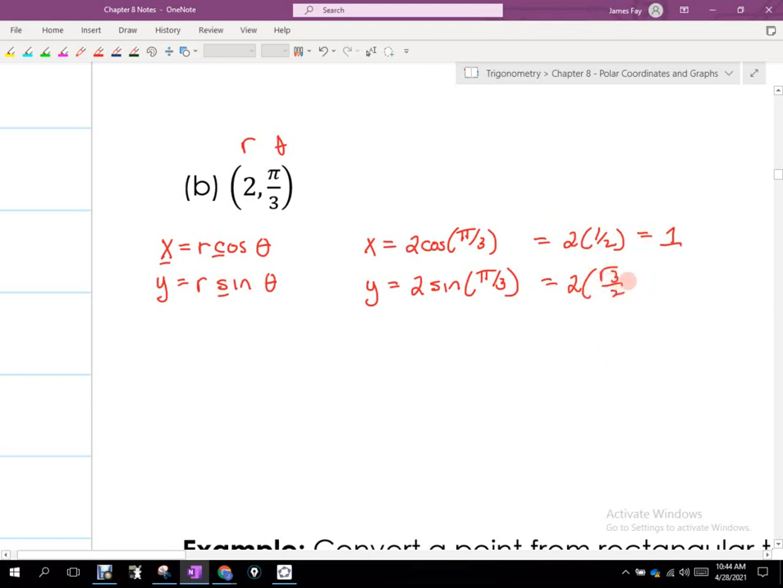Radical 3 over 2. So then the y value is radical 3. So I get the point. X was 1. Y was radical 3.